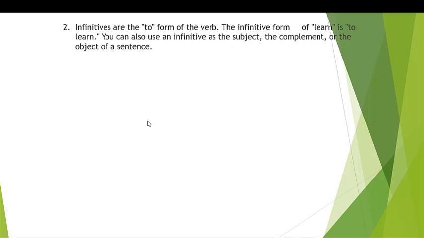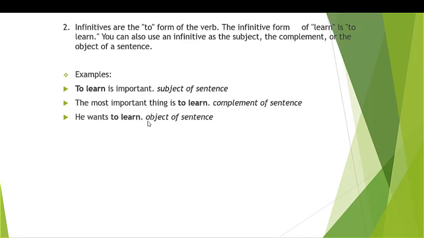And then, what is infinitive? Infinitives are the to form of the verb. The infinitive form of learn is to learn. You can also use an infinitive as the subject, as the complement, or the object of a sentence. To learn is important. This is to infinitive as subject. The most important thing is to learn.